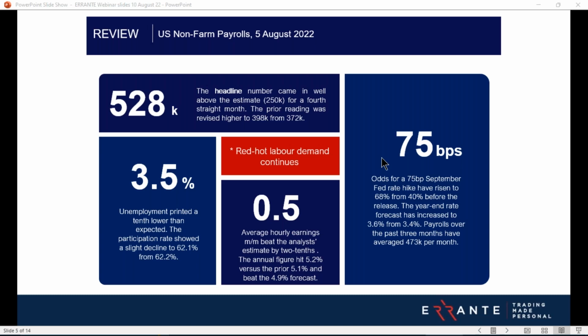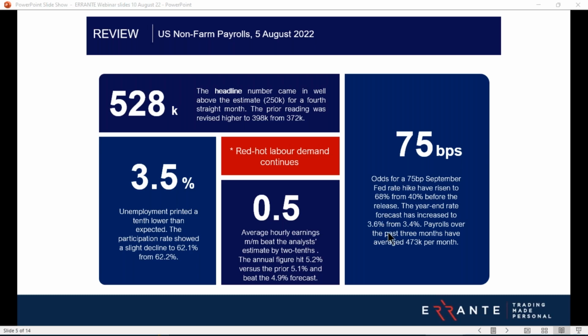And to illustrate some of this, I've put in 75 basis points there. We'll look at this shortly on the CME Fed Watch tool. 75 basis points has now risen to around 70%, from 40% before the release. It was kind of 60-40, so 60 in favor of a 50 basis point rise in September at the Fed meeting, and then a 40% chance of a 75. That's now flipped to 70-30 in favor of 75 against a 50 basis point rate hike in September.